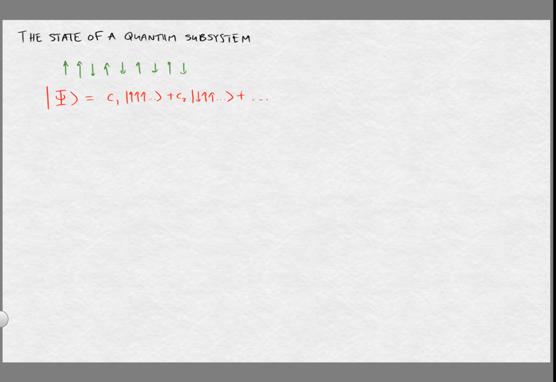Sometimes I might only be interested in the state of, say, the first spin in that system. And so that's going to be our question. How can we describe just the state of a part of a quantum system? So what is the state of the first spin? And if we had a state which is not entangled, then it's very easy to answer the question.